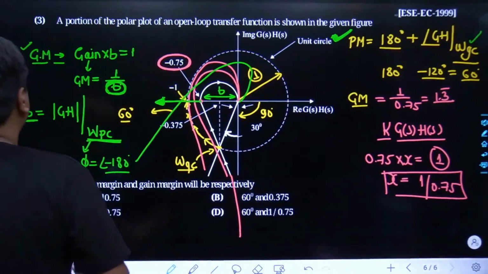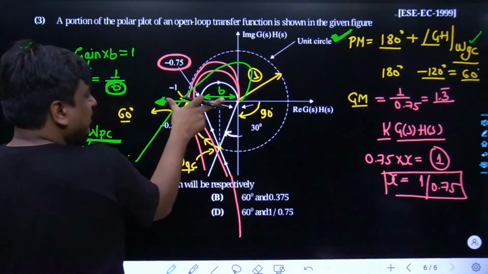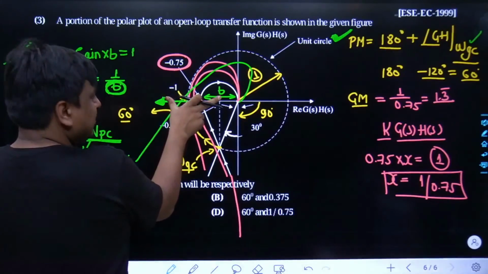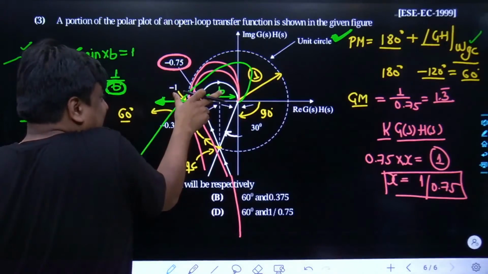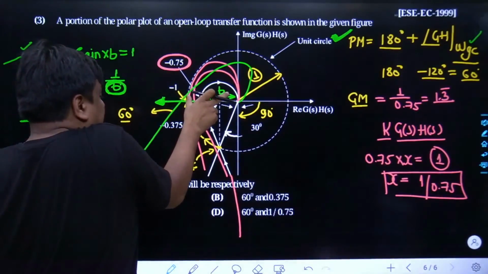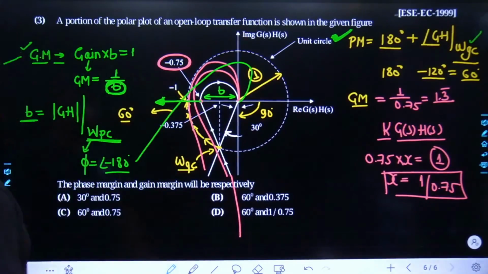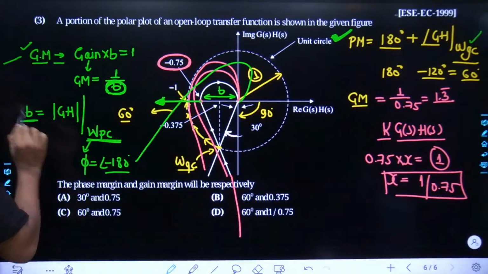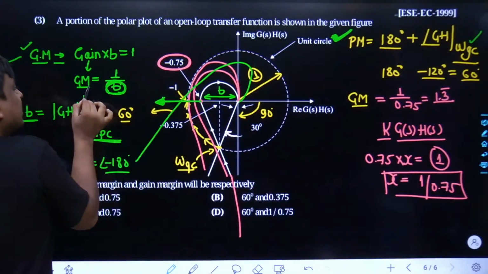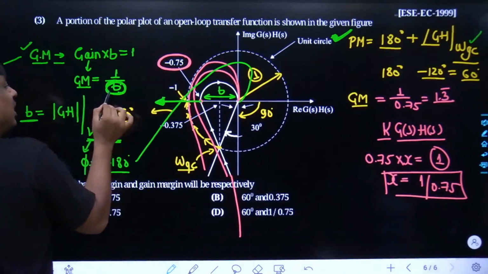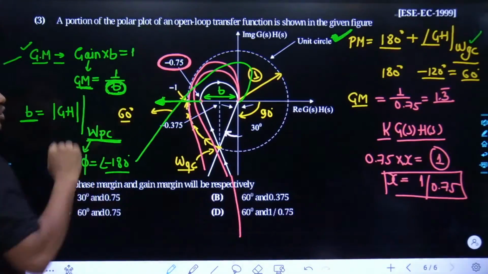Now, if B is greater than 1, the system is an unstable system. For making it a stable system, the gain has to be lesser than 1. When the system is stable, B is between 0 and 1, the gain margin is greater than 1, and the system is a stable system. When B is greater than 1, the gain margin is between 0 and 1, and the system is an unstable system.